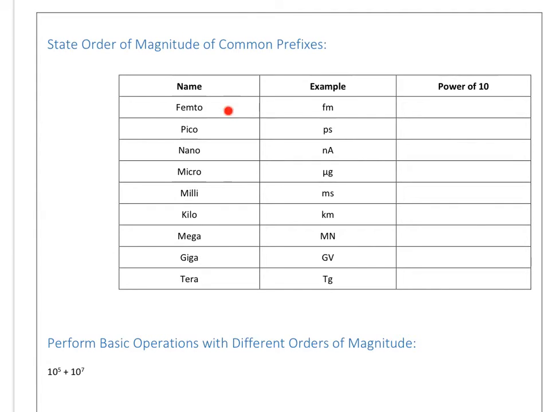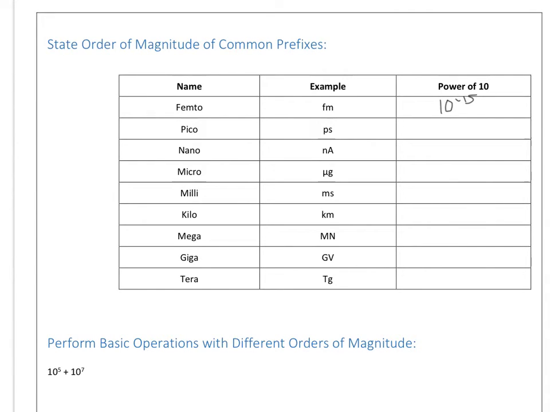So these down here on the left are the sort of long versions of the prefixes. What we've got here is some examples of them being used, and then what I'm going to do is look at the powers of 10. Okay, so femto is the smallest prefix you're going to be expected to know. There are smaller ones, but this is the smallest you'd be expected to know. And a femto is 10 to the power of minus 15.